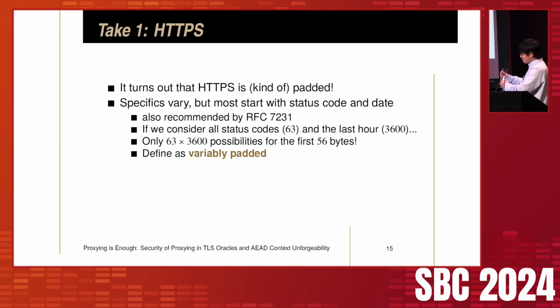So if we give a very generous consideration of all the status codes, the 63 of them in total, and if we keep the date for the last hour, let's say we reject any response that's not in the last hour, it seems that for the first fixed amount of bytes, there's only a very limited amount of possibility that can happen. Our paper kind of formalized this. We define this as being variably padded, which means it's kind of padded. There's some wiggle room around, but not too much, or not too much to affect the security in general.